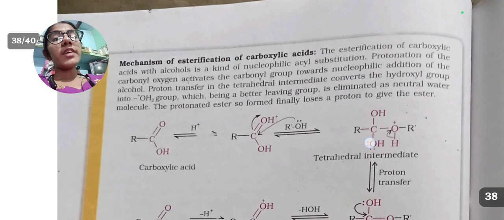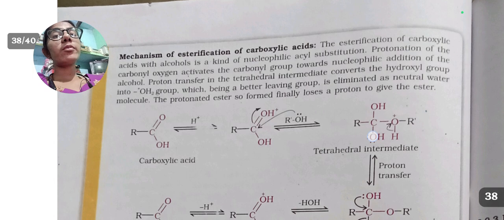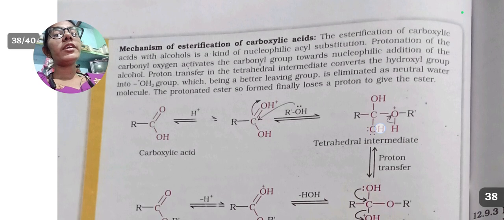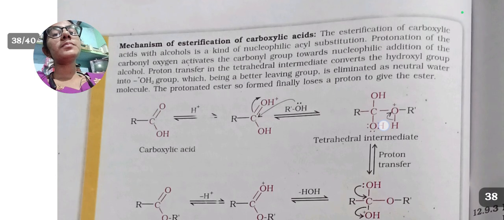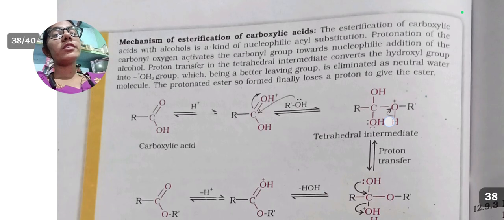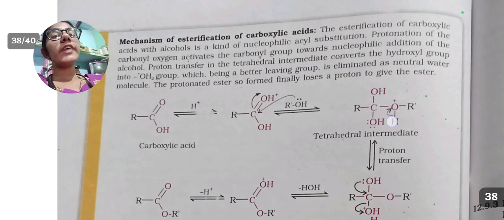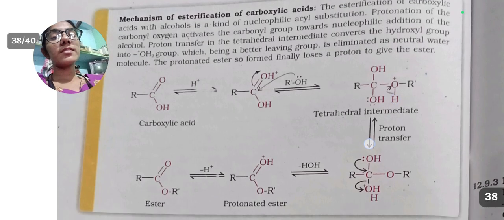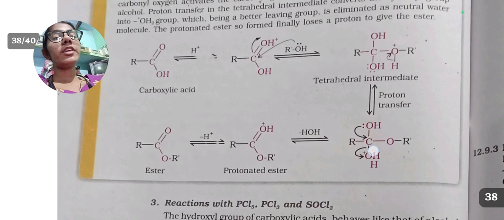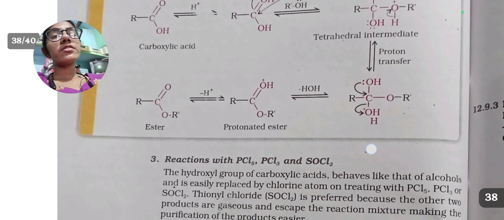Mechanism of the esterification of carboxylic acid. Protonation of the carbonyl oxygen activates the carbonyl group towards nucleophilic addition of the alcohol. Proton transfer in the tetrahedral intermediate converts the hydroxyl group into an OH2+ group, which, being a better leaving group, is eliminated as a neutral water molecule. The protonated ester formed finally loses a proton to give the ester. So the carboxylic acid forms the tetrahedral intermediate, then proton transfer forms the protonated ester, then the ester.